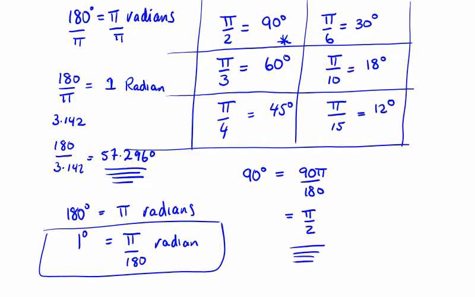So try a few of these questions from your book, page 217 if you're using Active Maths. And we'll move on to the unit circle in Leaving Cert Trig 3.